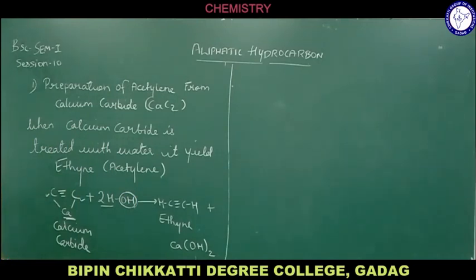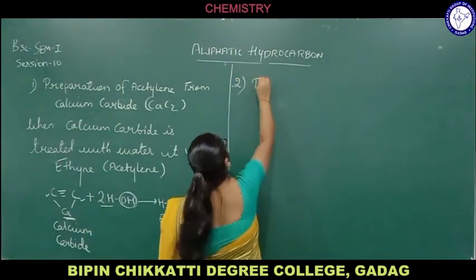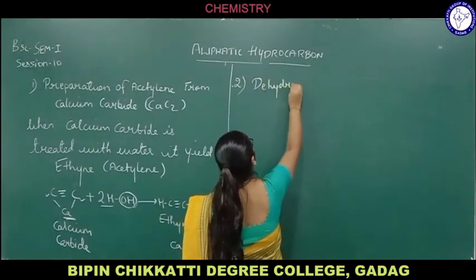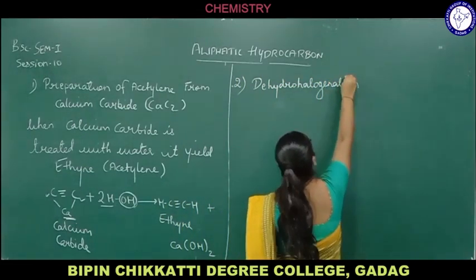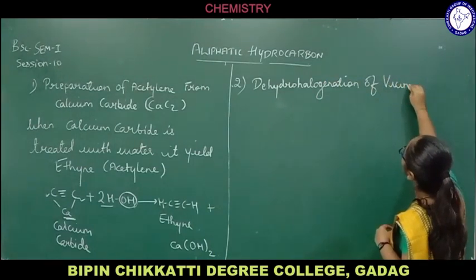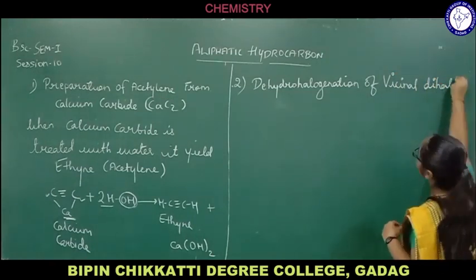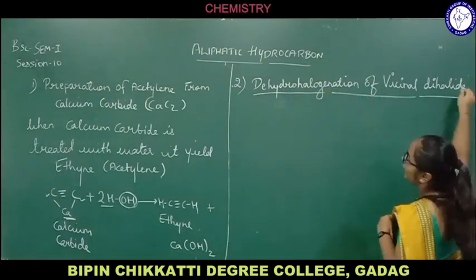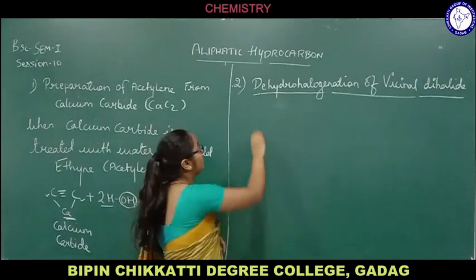Now let's go towards another methodology for the preparation of alkynes. The next one is the dehydrohalogenation of vicinal dihalide. So the second preparation method is dehydrohalogenation of vicinal dihalide. This is the second method from which we prepare the alkyne. Let's understand this topic, what is written on the board. D means what? Removal.